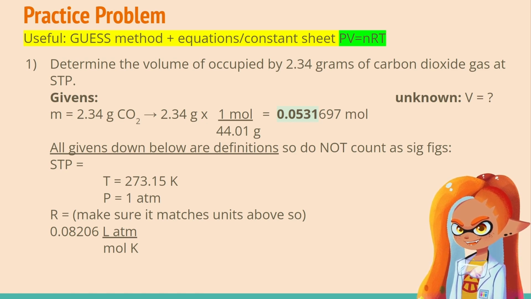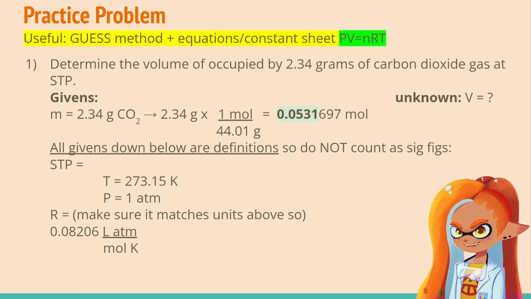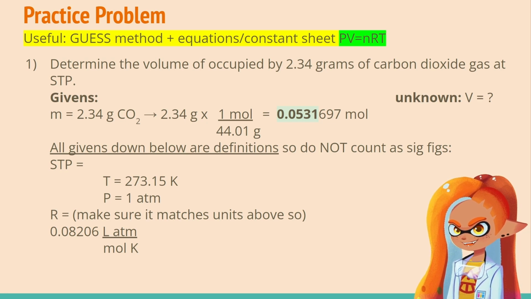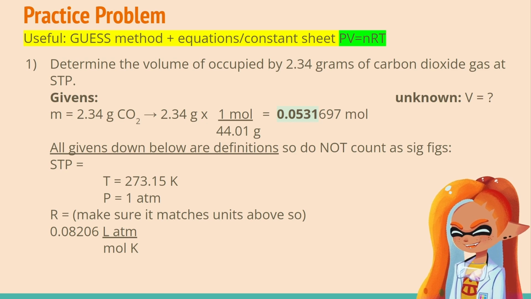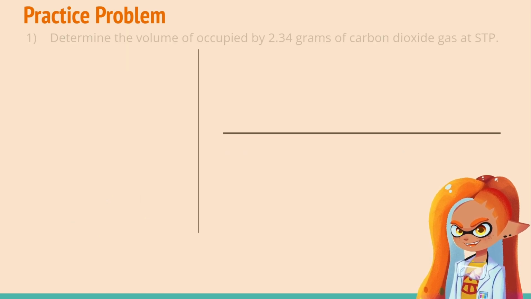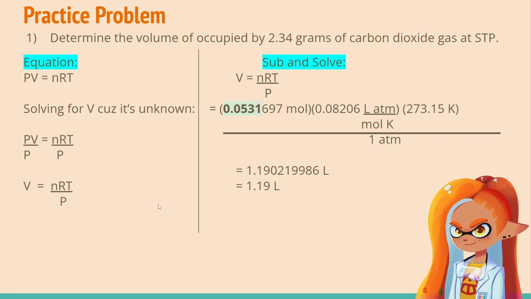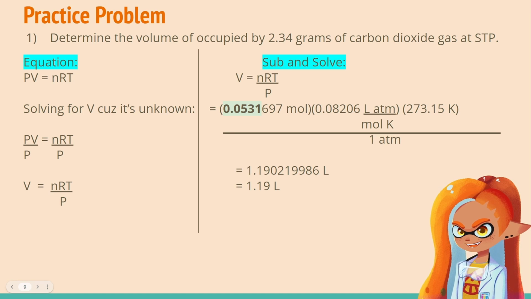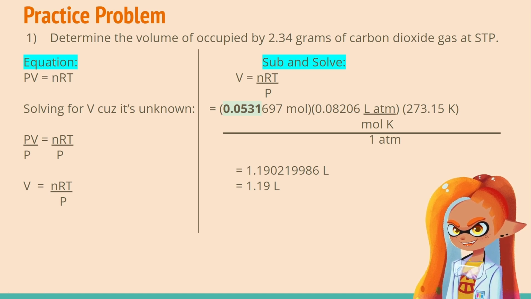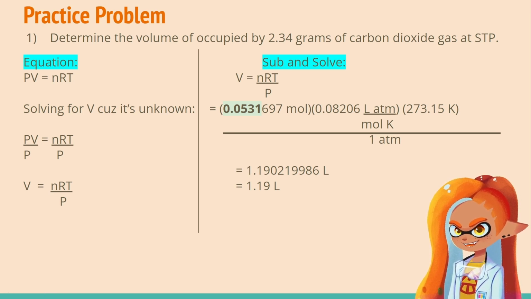And then I have an R value, and remember, there are 3 different versions of R, so I want to make sure I use the one where the units match, which is what I have down there. And then obviously the unknown is V because it says determine the volume. And so I'm going to go ahead and take the equation PV = nRT. I'm going to solve for V since it's the unknown, and so then I have my equation right over here. I take that equation, I substitute the values that we have, and then I cancel out units and I get liters in the end, and that makes sense because volume is liters.